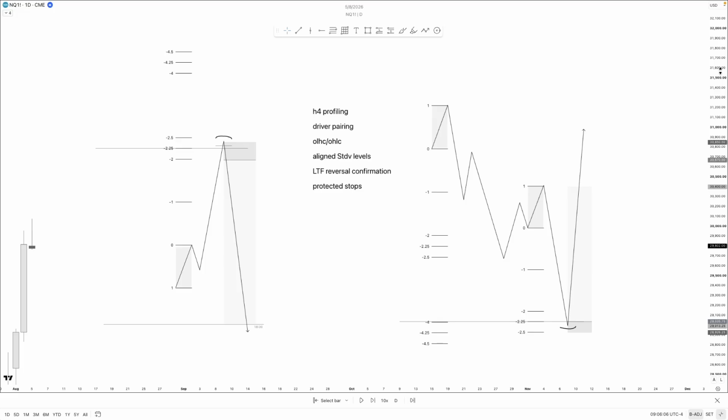lower time frame reversal confirmations to actually pick an entry, and then always trading away from a level with a protected stop, right? Targets based on internal or external draws, depending on how big my stop loss is relative to risk reward. Always trading away from something protected and always trading towards something relevant.